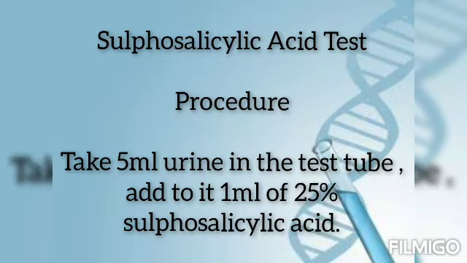Then next is the sulfosalicylic acid test for protein. Procedure: take 5 ml urine in a test tube, add to it 1 ml of 25% sulfosalicylic acid. This test is also used for the detection of protein in the urine sample. Observation and result: the appearance of a white precipitate indicates the presence of protein in urine.